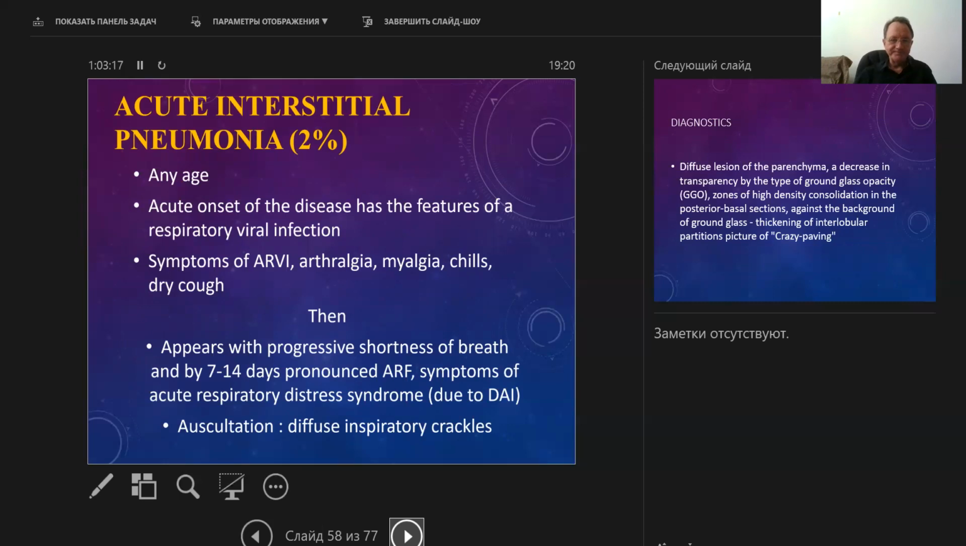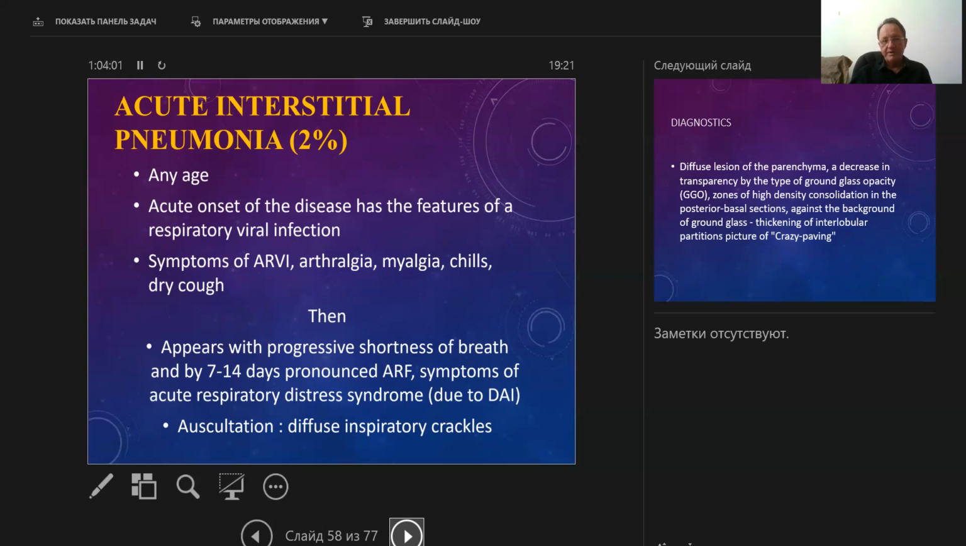Acute interstitial pneumonia. It accounts for 2% of the idiopathic interstitial pneumonias, affecting any age. Acute onset of the disease has features of a respiratory virus infection: symptoms of acute respiratory virus infection, arthralgia, myalgia, chills, and dry cough. By the way, in my opinion, virus infection in the case of acute interstitial pneumonia is a very important trigger.